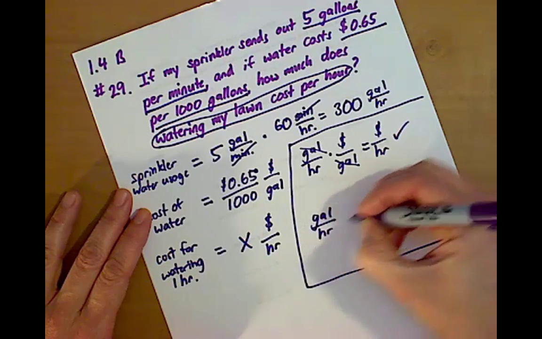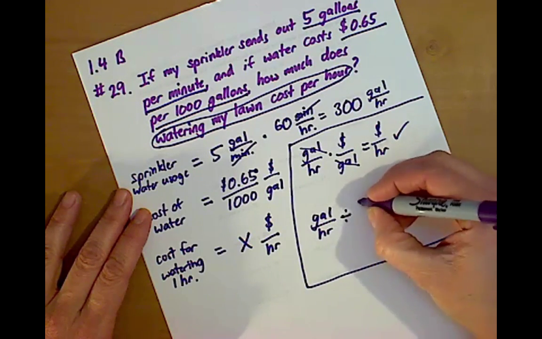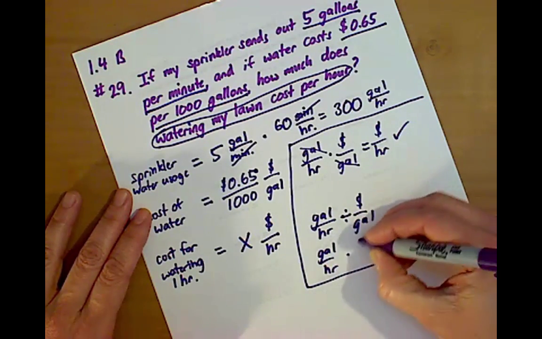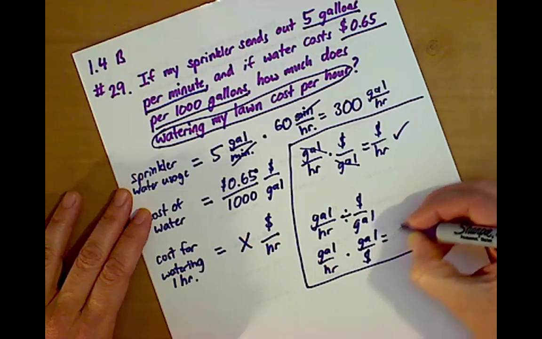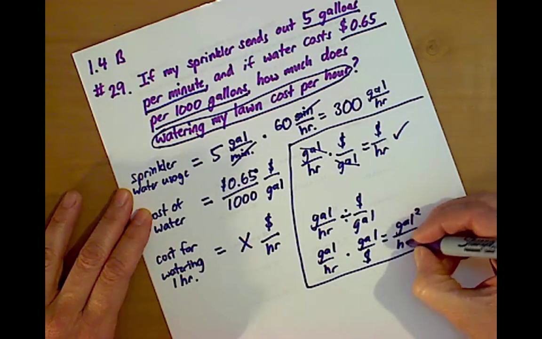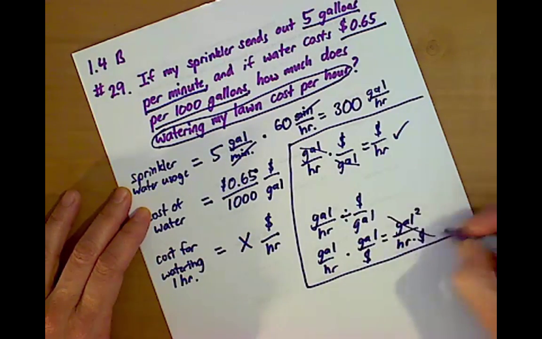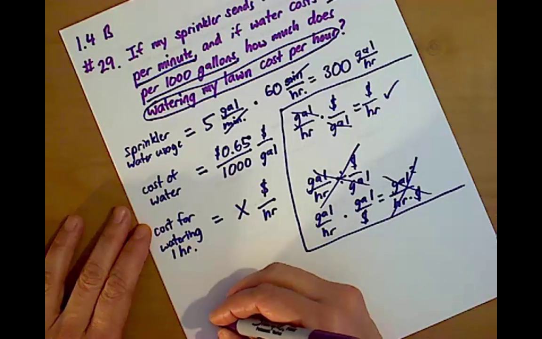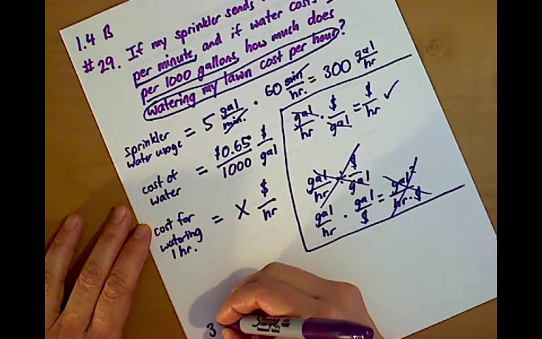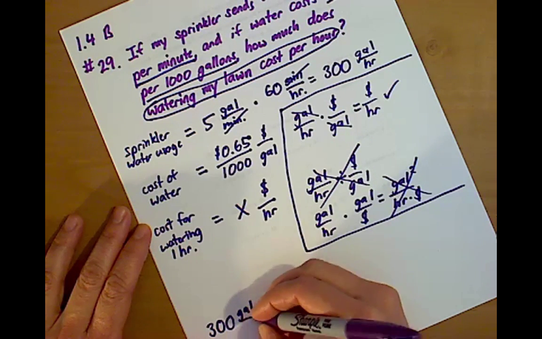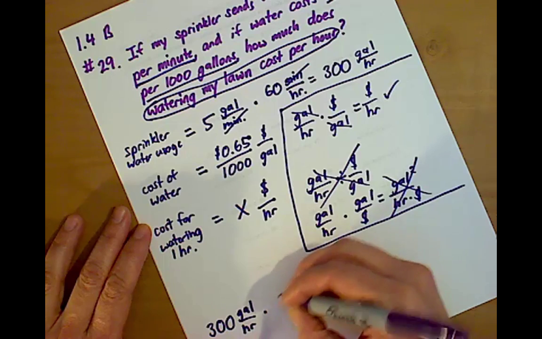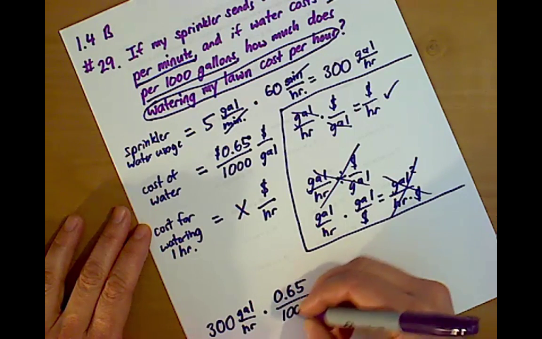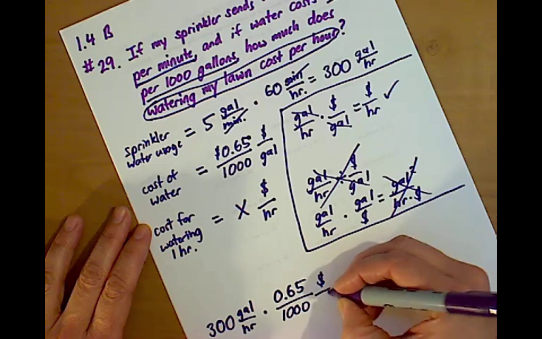Let's try dividing and see what happens there. Gallons per hour divided by dollars per gallon, which gives you gallons per hour times gallons per dollar, and you end up with gallons squared over hours times dollars. Oh, that's horrible. Not what we want. Don't want to divide. Okay, we're going to multiply. So come down here, we're going to take 300 gallons per hour and we're going to multiply it by 0.65 over 1,000 dollars per gallon.